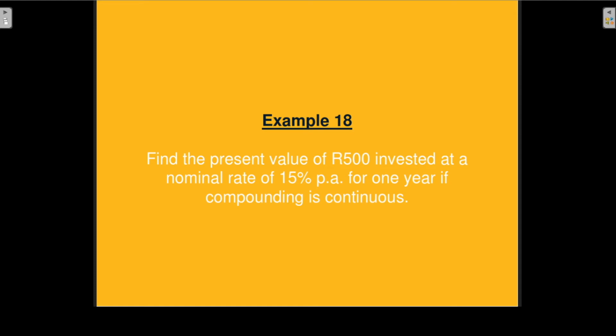Okay, so let's have a look at example 18. Find the present value of 500 rands invested at a nominal rate of 15% per annum for 1 year if compounding is continuous. Okay, so we have the following information. We have the future value, that's 500 rands. We have the nominal interest rate j, and that is 15% per annum. And now the compounding is continuous, CC, continuous compounding. And it is invested for 1 year, so my n is equal to 1. So we make use of the formula for continuous compounding.